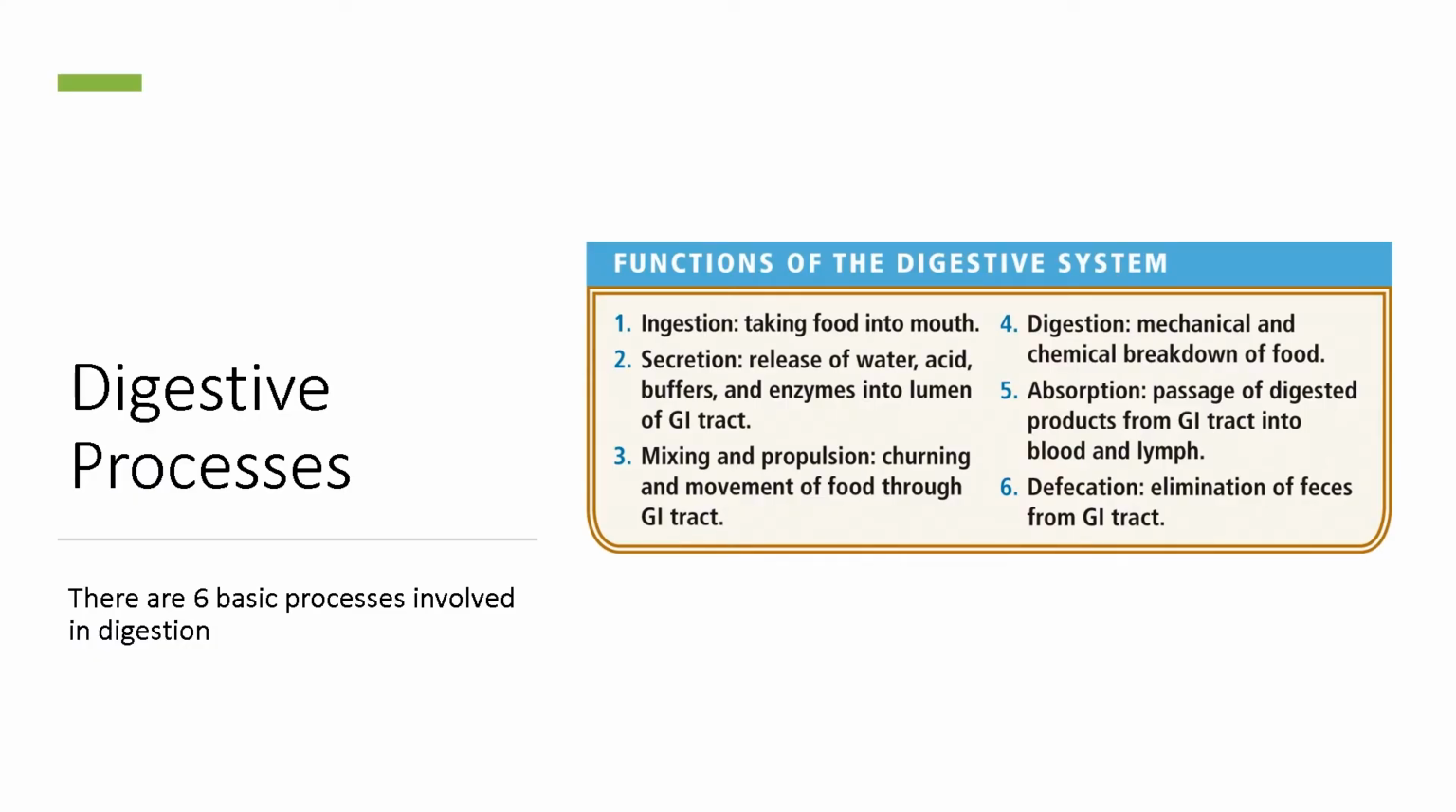Overall, the digestive system performs 6 basic processes. Our first function or first process is ingestion. So taking in foods and liquids into the mouth. So we know that as eating and drinking. Our second function is secretion. So each day, the walls of the gastrointestinal tract and the accessory organs secrete about 7 liters of water, acids, buffers, and even enzymes into the lumen of the gastrointestinal tract.